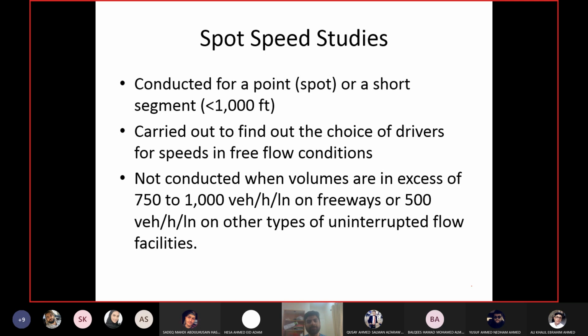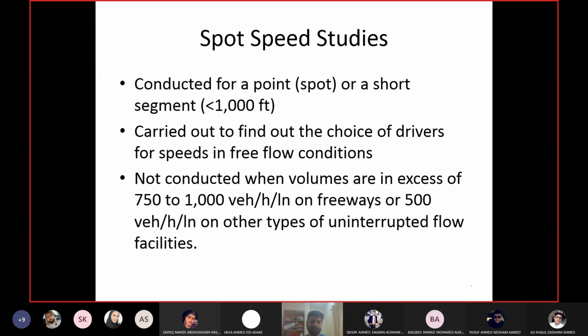What is the purpose of doing spot speed studies? We want to find out the choice of the drivers related to their speed: at what speed the driver wants to go. This is the aim of a spot speed study. This is only possible in free flow conditions, where the density is almost zero, so that your speed is not affected by traffic. So spot speed studies must be done in free flow conditions.